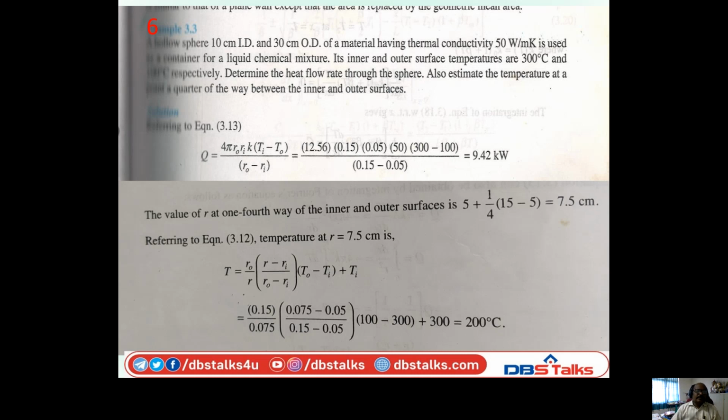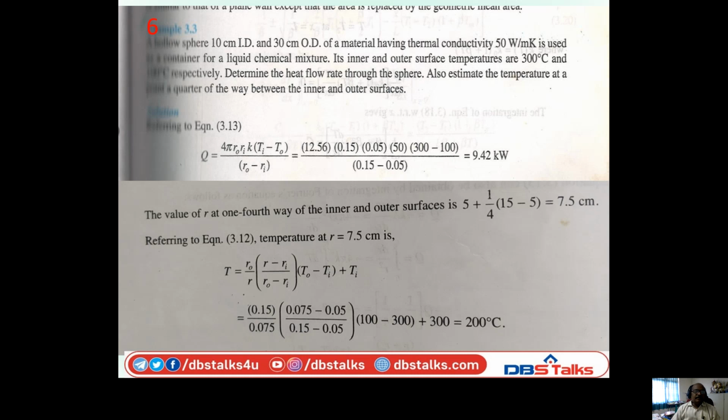A hollow sphere of 10 centimeters ID and 30 centimeters OD, of a material having thermal conductivity 50 watts per meter Kelvin, is used in a container for a liquid chemical mixture. So there is a sphere, inner diameter and outer diameter are given, and thermal conductivity is given. Its inner and outer surface temperatures are 300 degrees centigrade and 100 degrees centigrade. T1 and T2, both the temperatures are given. So determine the heat flow through the sphere. He is asking to find out what is the heat transfer in a sphere.